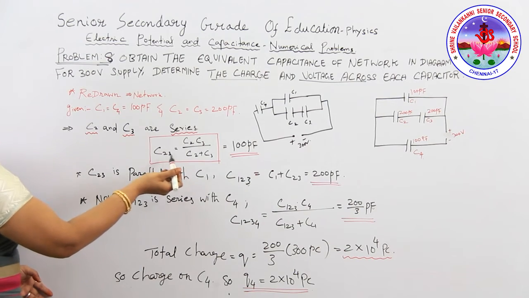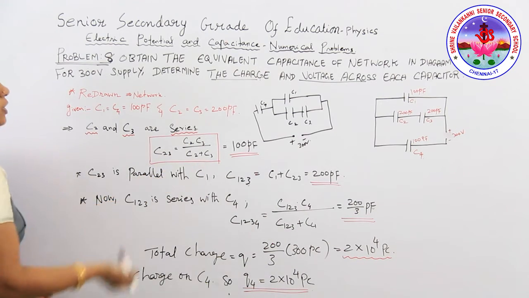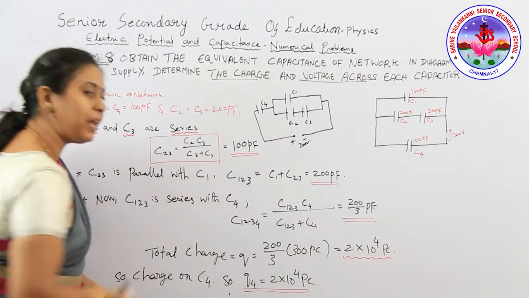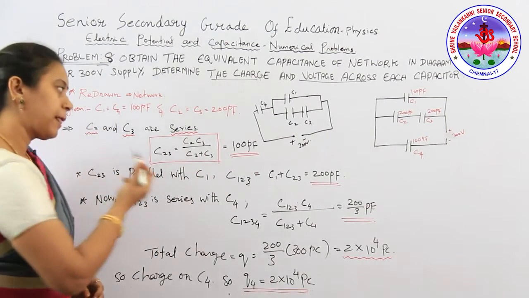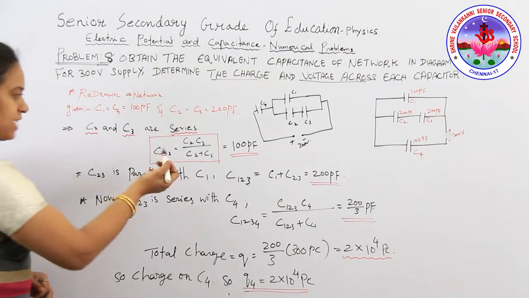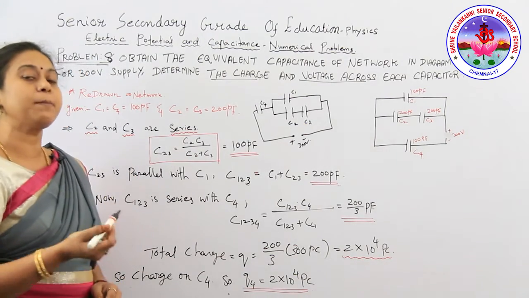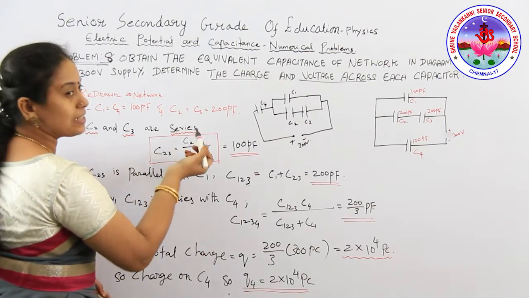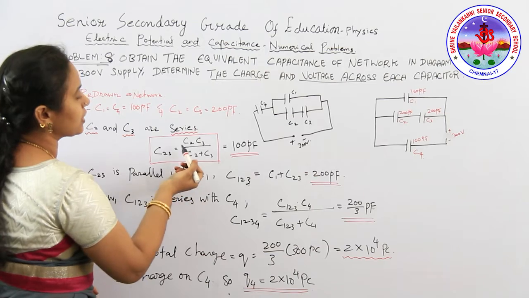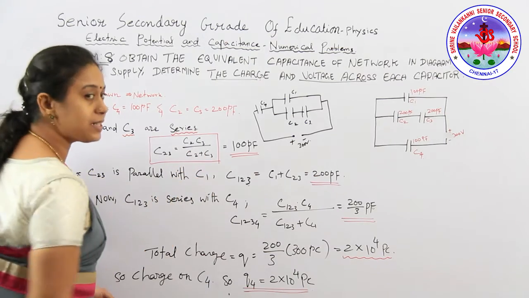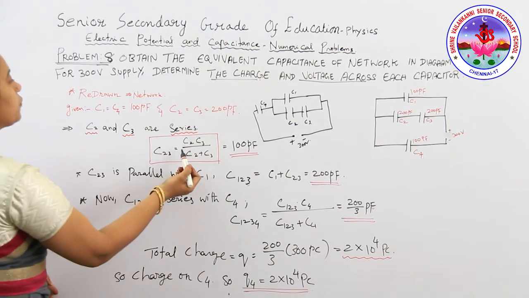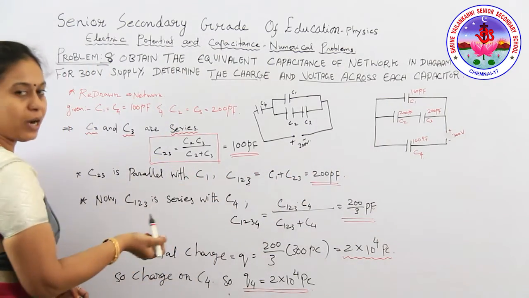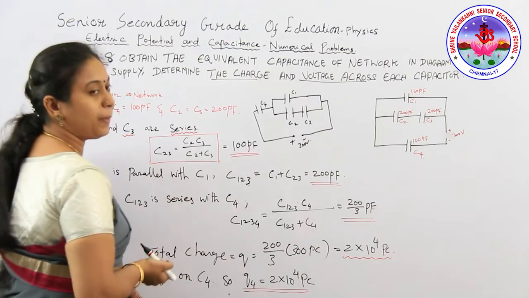For the C23, we are going to calculate it. So C2 C3 by C2 plus C3. This is the base formula. We got it from the derivation of capacitance in series and capacitance in parallel. Right. Now we have taken C2, C3 in series, so C23 is equal to C2 C3 by C2 plus C3. We apply the value of C2 and C3, 200, 200, whole divided by 200 plus 200. We will get the value of 100 picofarad.